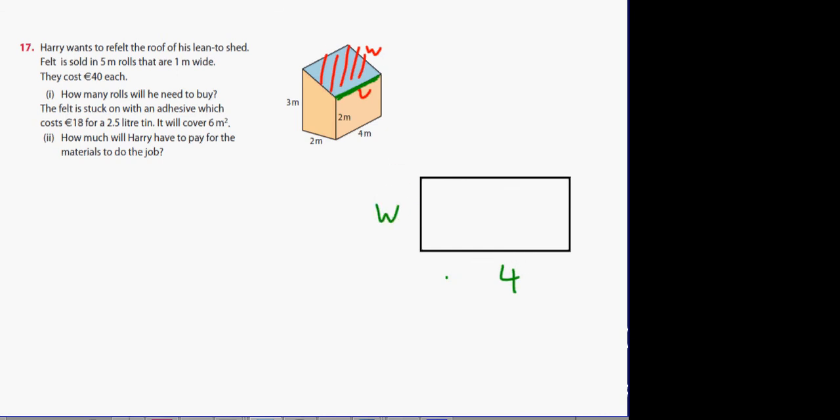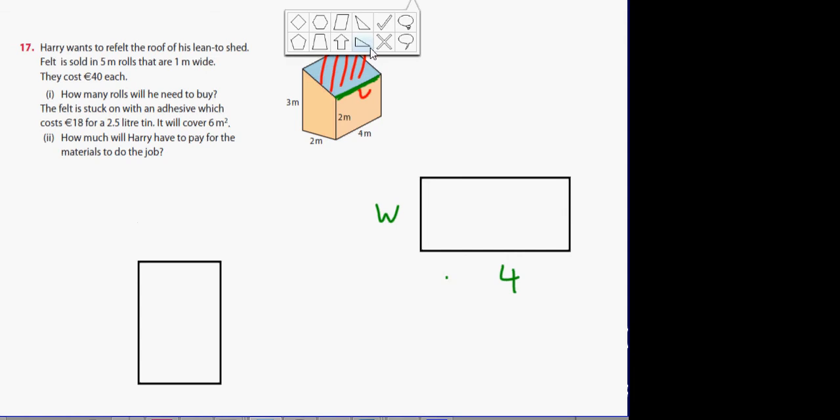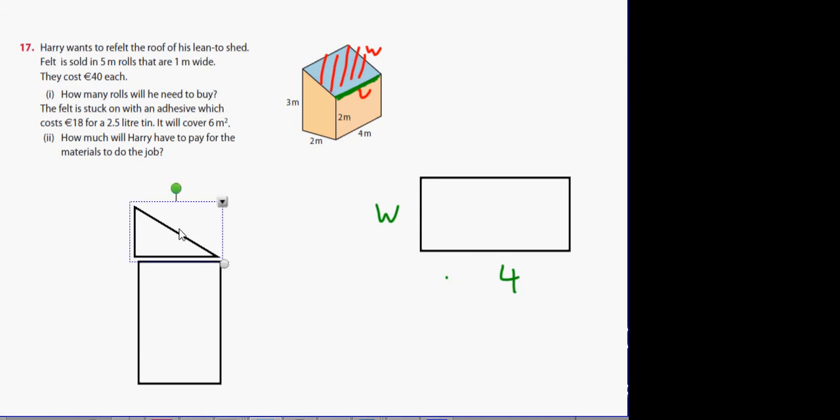Now what I'm going to do is draw this shed from a side-on view. It should look something like this. Okay. So you understand, I'm basically just drawing the side-on view there.